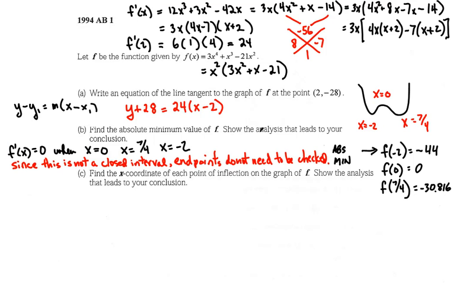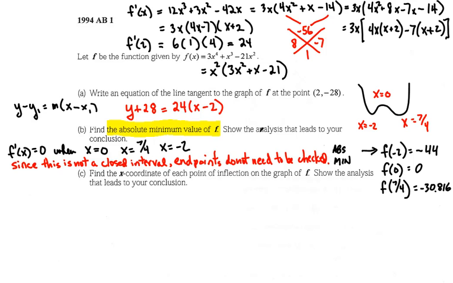And I just put the final comment that since this is not a closed interval, endpoints do not need to be checked. All we needed to do was to test the original function at each of the critical values, and we found the lowest of those would be the absolute minimum, and so that occurred at f of -2, and the absolute minimum value of the function was -44.